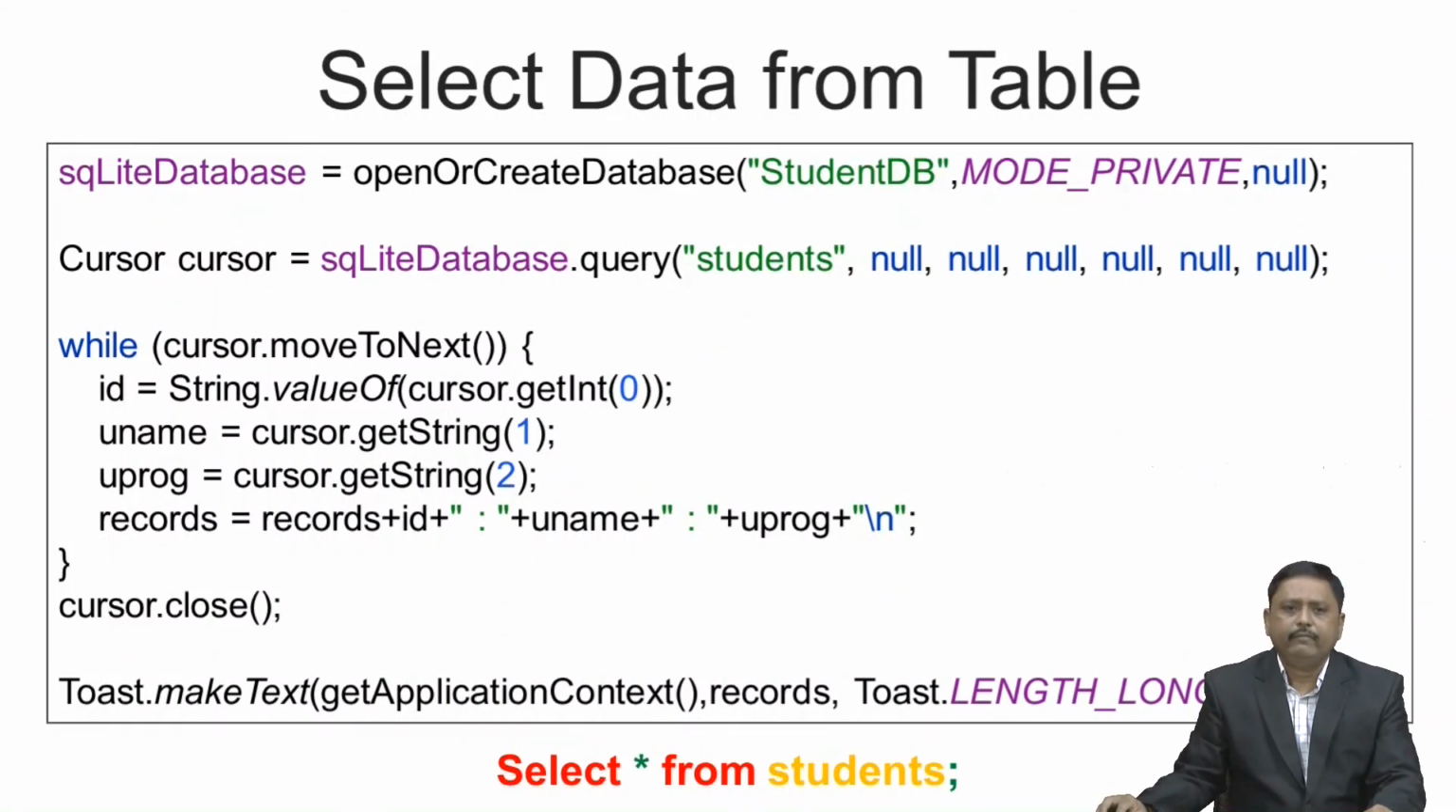Now here, why do we use getInt? Because the id is of type integer, so we write getInt. Here I write getString because it is of text type. So depending on the data type you have to write the appropriate get method, whether you want to get an integer or a string, but it should match the actual data type stored inside the database, right? So this is how we can select data from a table.